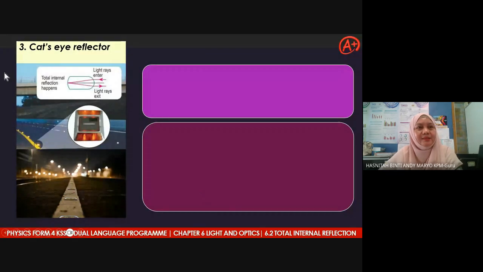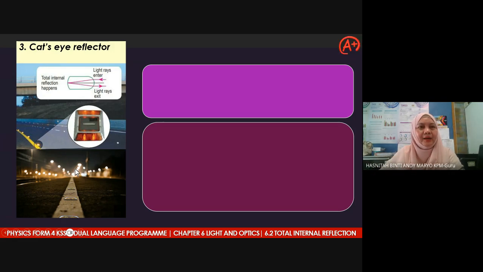Okay, students. Third application is the cat eye reflector. So where can you find this cat eye reflector? Okay, so this is assembled along the road. Ada dapat pada permukaan jalan. Sometimes they assemble at the border of the highway, di tepi tu. Okay, but mostly they're assembled at the road surface.